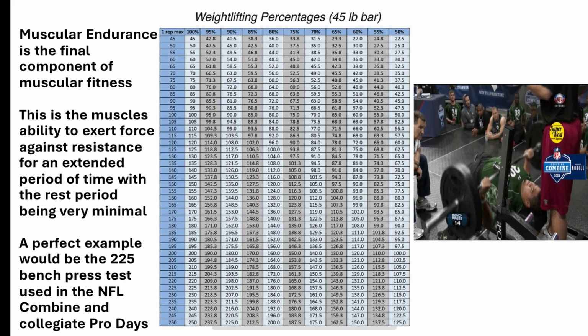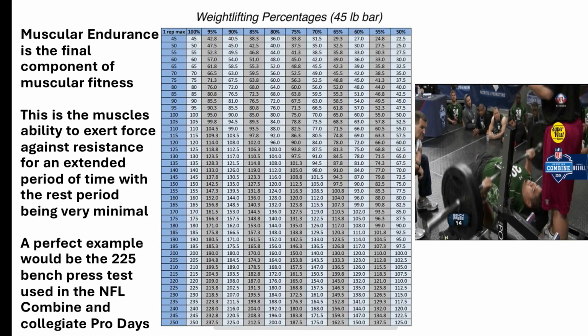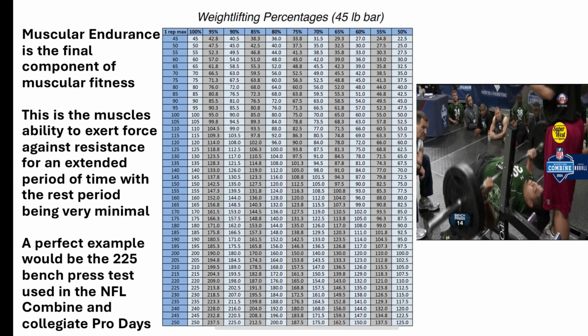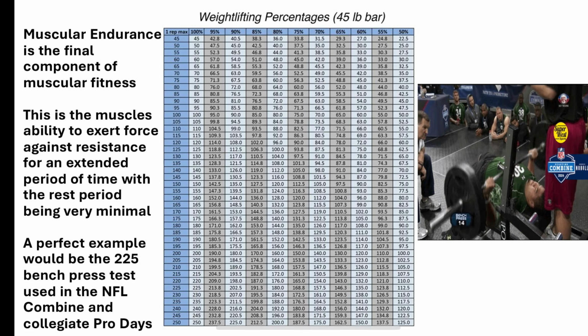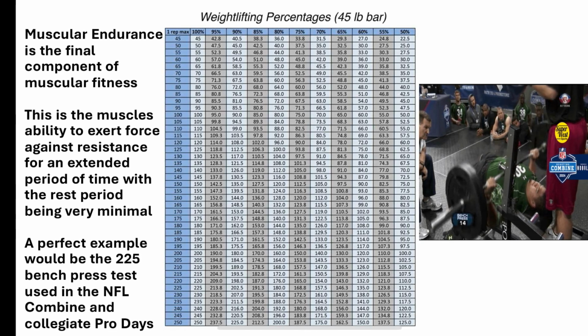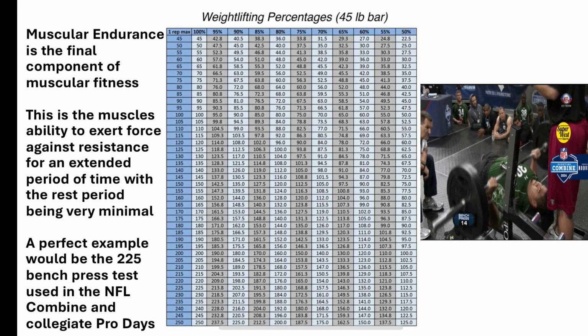Endurance can be improved by continuing to perform these exercises at higher repetitions with lower weights. The perfect example of muscular endurance would be seen in the bench press test at the NFL Combine or at collegiate pro days. The total number of reps performed will allow you to be able to tell the level of muscular endurance that has been built.